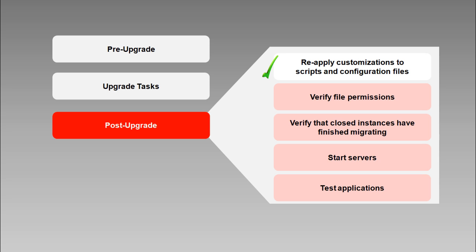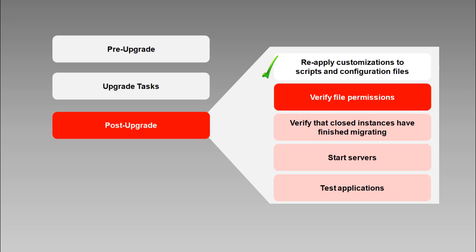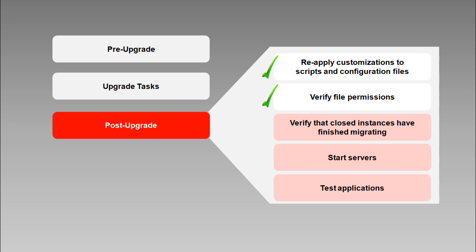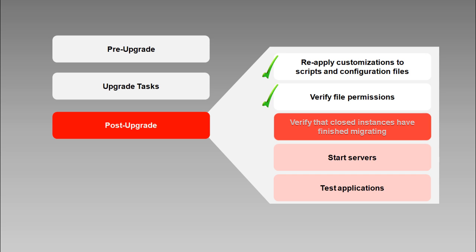The upgrade process also doesn't preserve file ownership and permissions, so you'll want to review them and modify as necessary. Even after purging unused instance data as a pre-upgrade task, the migration of your closed instance data may not yet be complete. The unmigrated closed instances won't be visible in Oracle Enterprise Manager and won't be available for reporting.